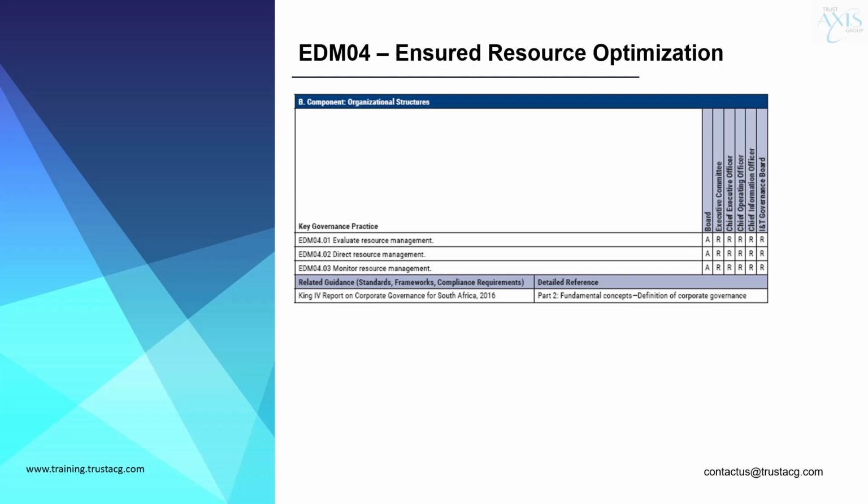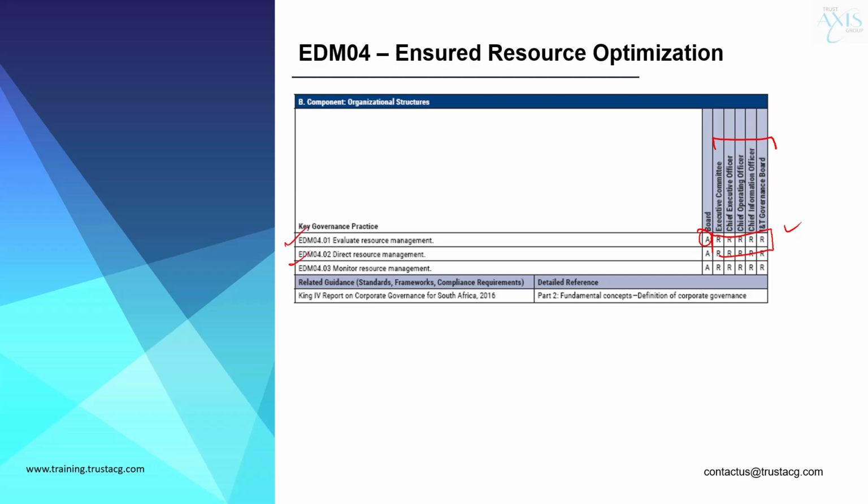So here the board and executive committee are something that you would find to be accountable. The board essentially is accountable, while your executive committees, which involve strategic committees, steering committees, audit committees, etc., along with the chief executive officer and chief operating officer, with the chief information officer and the IT governance board, are all responsible to ensure the outcomes are achieved for this particular practice. So this practice ensures that leadership has a clear and current understanding of how enterprise resources are performing.